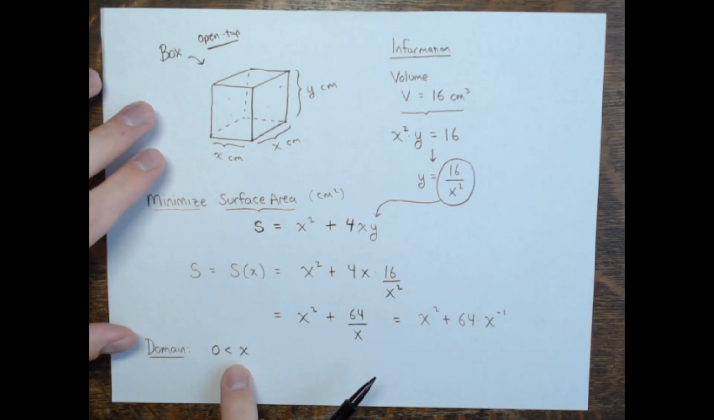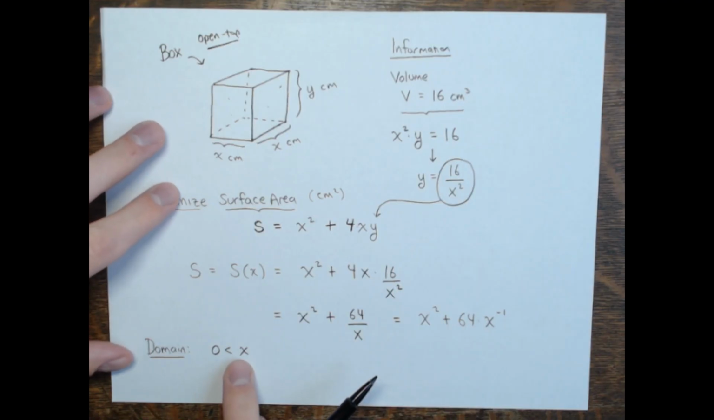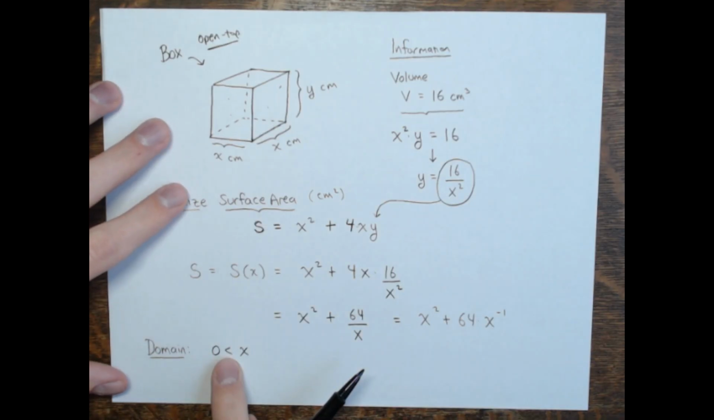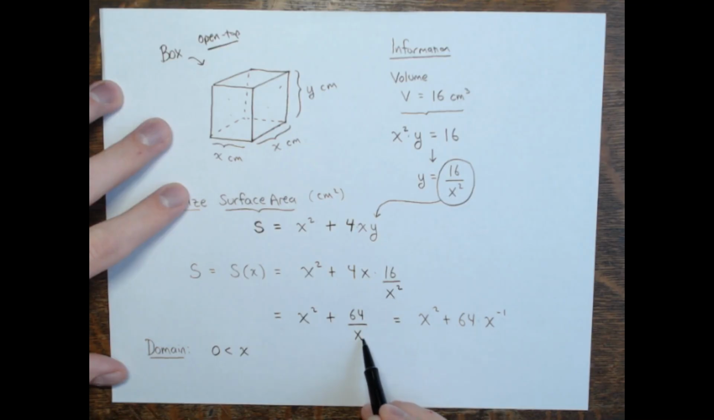The last problem had a polynomial. You could plug in anything, so x equals 0 was possible there. But here, notice I have a denominator of x, so I can't plug in 0. So this value of x has to be strictly positive.